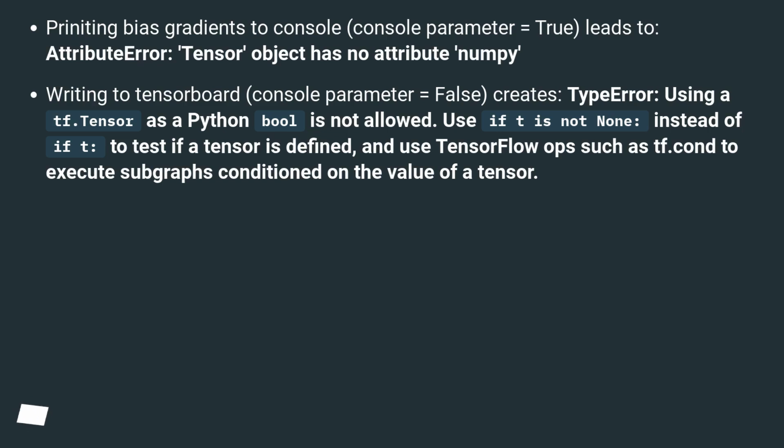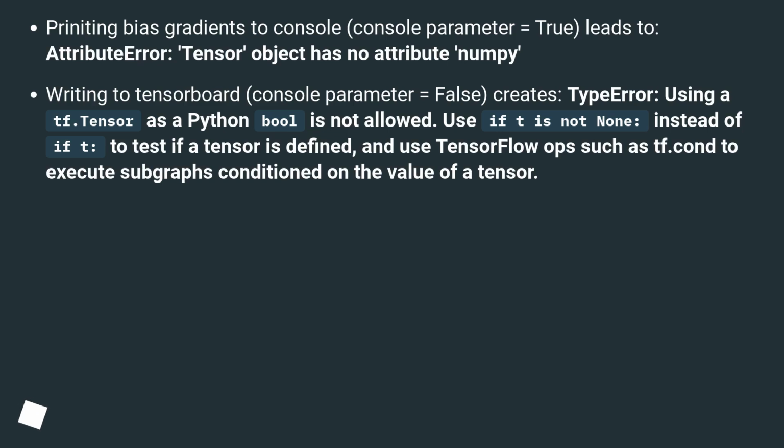Printing bias gradients to console, parameter console equals true, leads to an attribute error: tensor object has no attribute numpy. Writing to TensorBoard, console parameter equals false, creates a type error: using a tf.Tensor as a Python bool is not allowed.